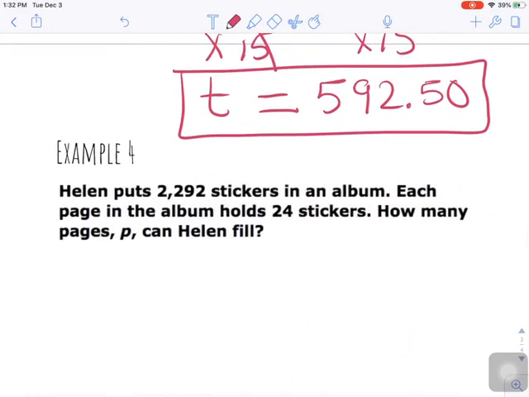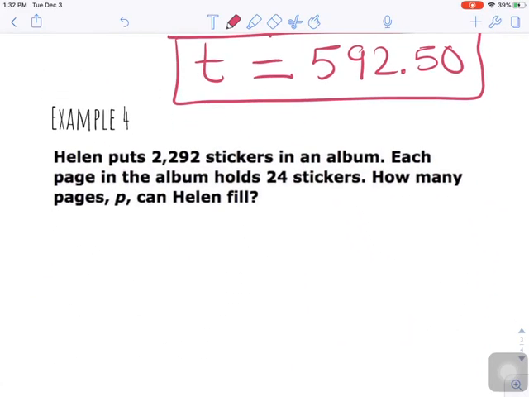All right, let's try one more problem. Helen puts 2,292 stickers in an album. Each page in the album holds 24 stickers. How many pages P can Helen fill? So I know that in total I have 2,292 stickers in my album. I know that each page holds 24, and I'm unsure of how many pages there are total. But I know that every single page has 24, so I'm going to end up multiplying those two to figure out what my total would be.